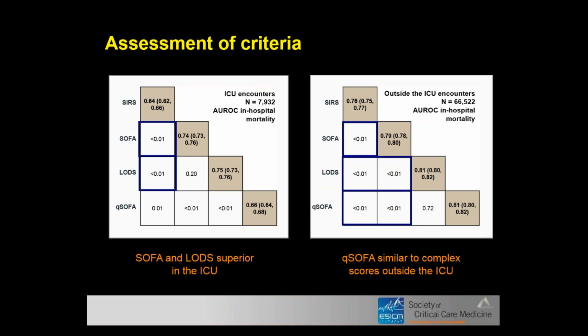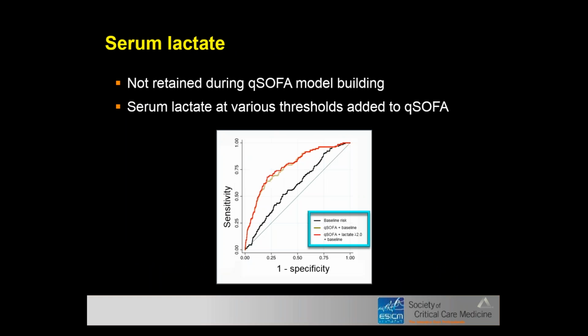In assessing these criteria and comparing SIRS, SOFA, LODS, and qSOFA, one can see that in the ICU there's a superiority to SOFA and LODS. However, outside the ICU, shown in the right panel, qSOFA is similar to the complex scores and seems to have greater prediction validity for mortality or prolonged ICU stay than the use of the SIRS criteria alone.